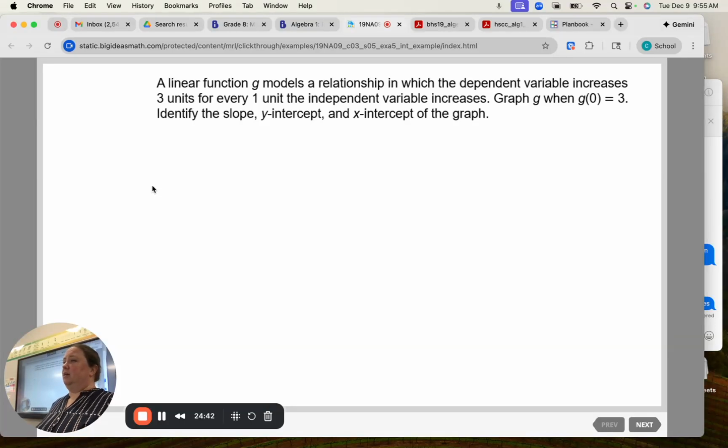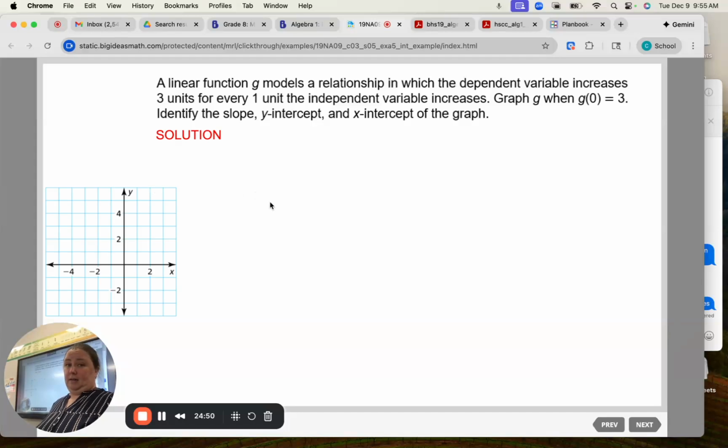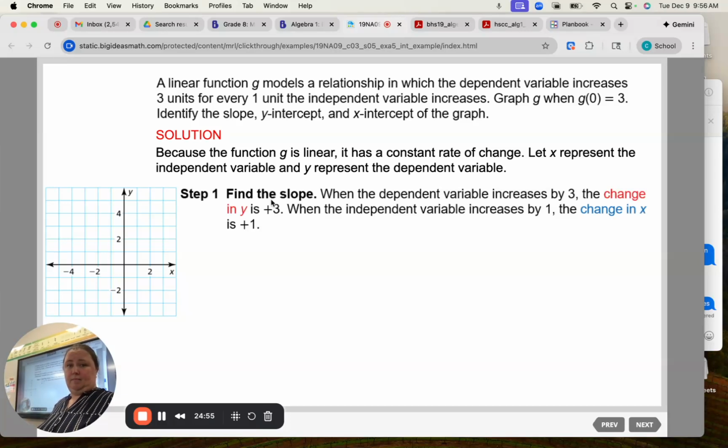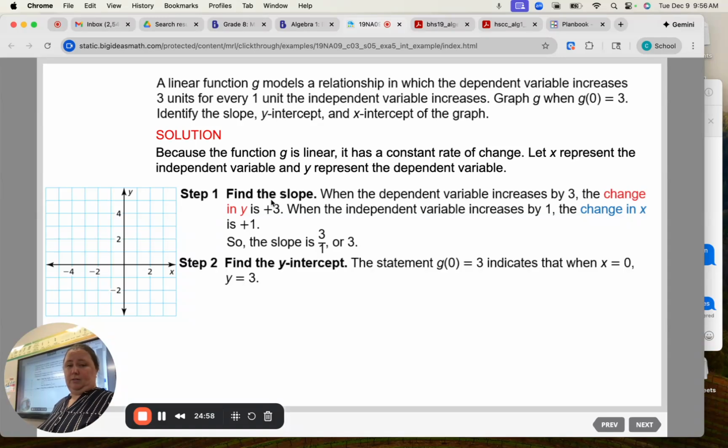It says it increases how much? It increases 3 units for every 1. So is that telling you the y-intercept or the slope? The slope. So we know it's 3 over 1. That was a long way to say the slope is 3 over 1 or 3. And then we need to find the y-intercept. So when they tell you that g of 0 equals 3, that's telling you when x equals what? 0. When x is 0, y equals what? 3. So the y-intercept is 3.